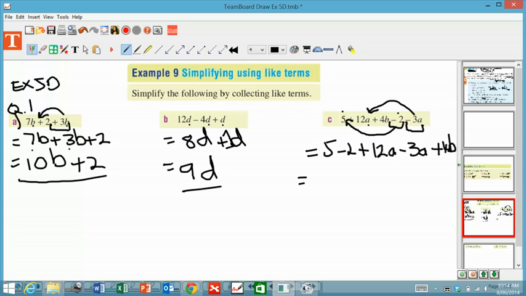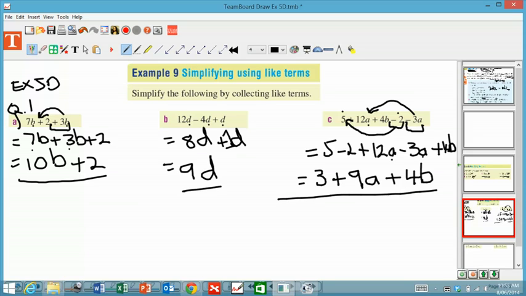5 minus 2 gives us 3. Okay, plus 12a minus 3a. Alright, so they are like terms, exactly the same letters. 12 take 3 is 9. Put the a after it, and then plus the 4b at the end because that's got no like terms, and that's my answer.